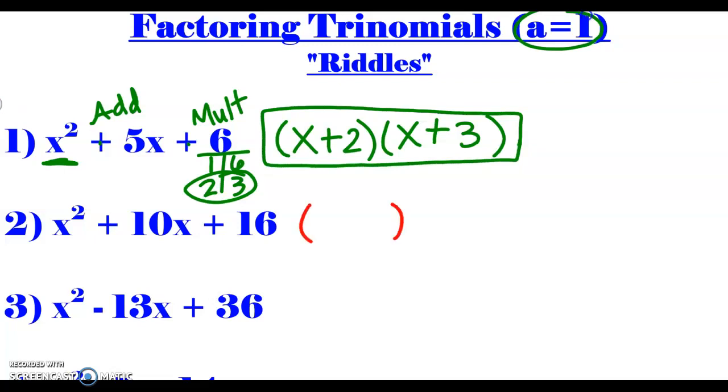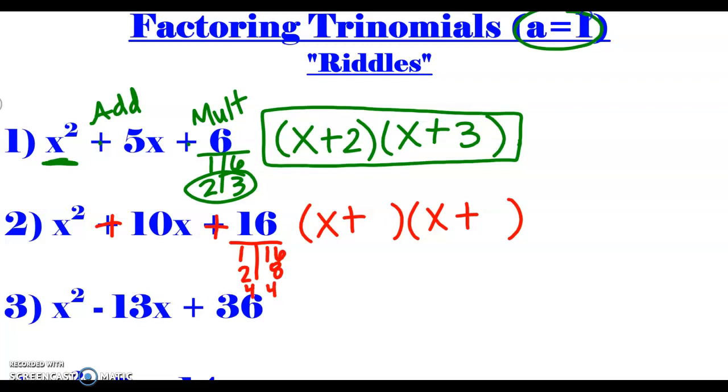So number 2, we've got a quadratic trinomial. So now we have x and x. Multiplies to give me a positive, adds to give me a positive. They both have to be positive. Multiplies to give me 16, adds to give me 10. I can do 1 and 16, 2 and 8, 4 and 4. So the pair that adds up to 10 would be 2 and 8.